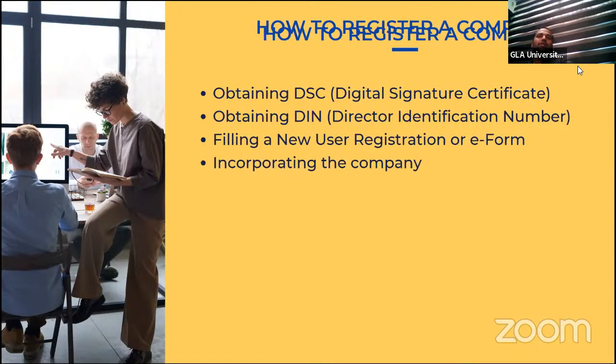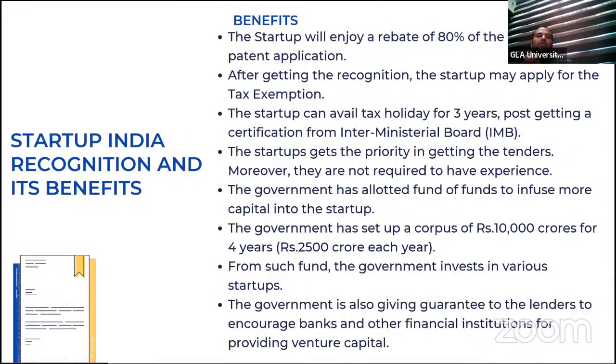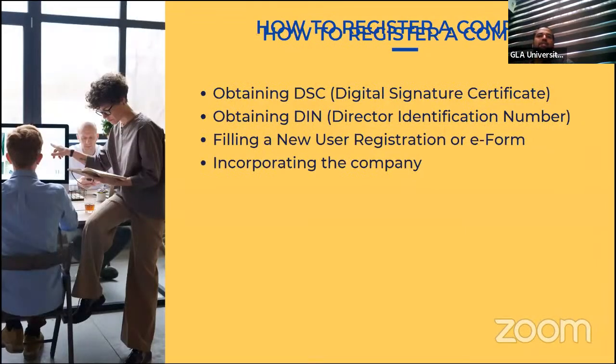Now, how to register a company? These are again different steps, right? To obtain a DSC, digital signature certificate, right? Then DIN, file a registration e-form on the MCA website, and go for incorporating your company. So generally it takes around 20 to 25 days to register a company, right? Based on how fast your CA is or how busy your CA is, okay? Or if you want to go on your own, then go on your own also. You can just follow all the instruction steps available on the MCA website, and you can register your company on your own, okay?